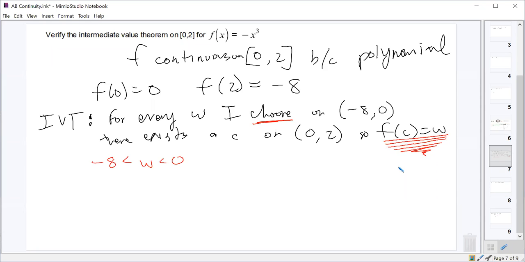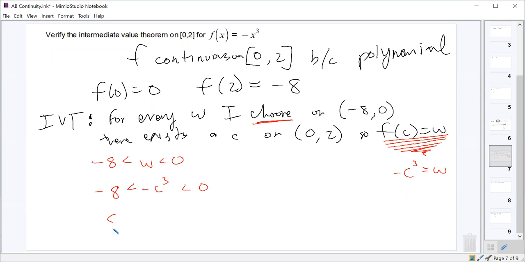Negative c cubed should equal w. Perfect, right? f of c is equal to w. So negative c cubed is w. So now I can just replace that w with negative c cubed and solve this inequality for c.